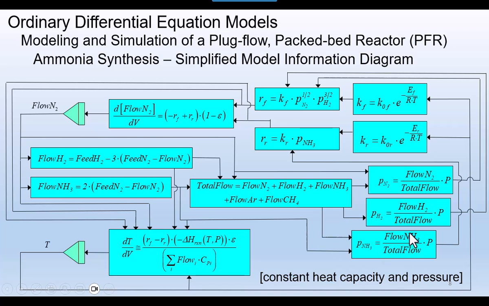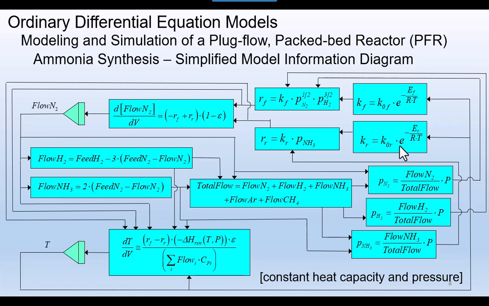And then with our total flow and the operating pressure, we can get the partial pressures of the three key components. And these go into the reaction rates, which then again allow us to specify the derivative. And then we need the temperature here in order to calculate the Arrhenius parameters. So this organizes the model for us.